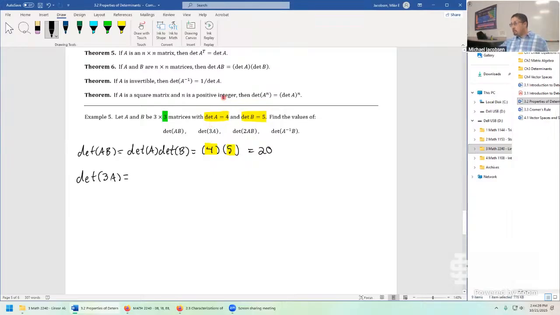This is where we use, oh, that theorem we cite isn't there, but we use the property that 3 times A means we're multiplying all rows of A by 3. So it'll be 3 to the power of the number of rows.